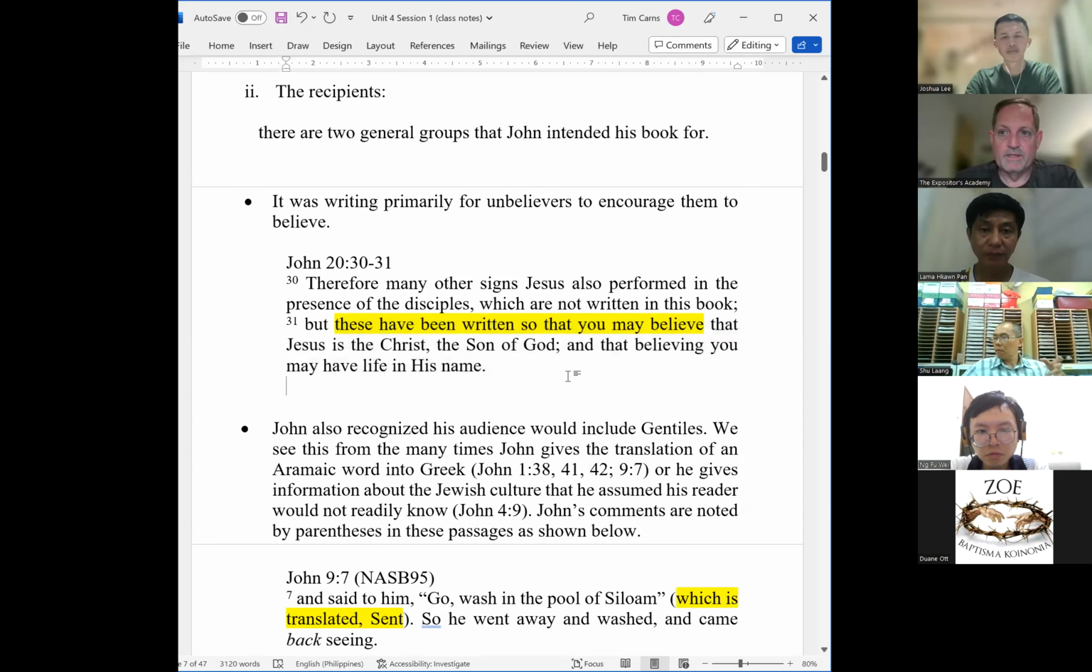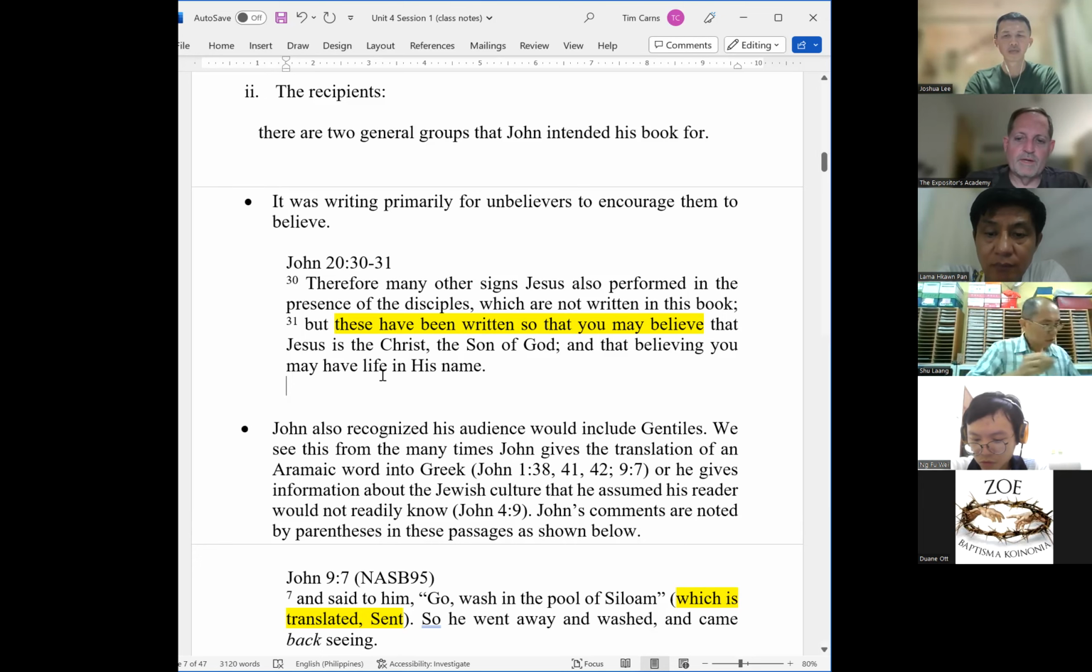So John tells us exactly why he wrote the book, and indicates its primary audience. He wanted to make sure those who were reading it would understand the person of Christ, who he is, that he is the Messiah and the Son of God, and that they would believe so that they would have eternal life. So John indicates here his hope is that unbelievers are reading this and will be encouraged to believe.